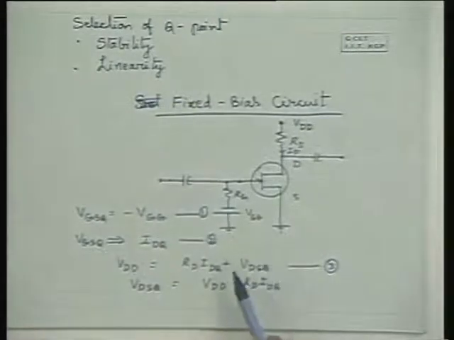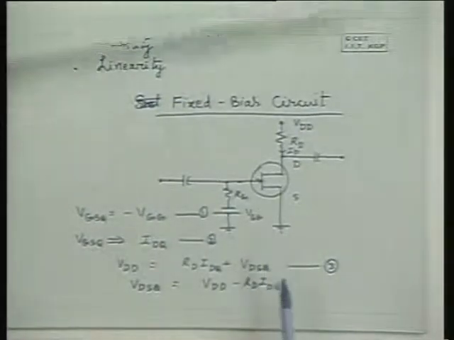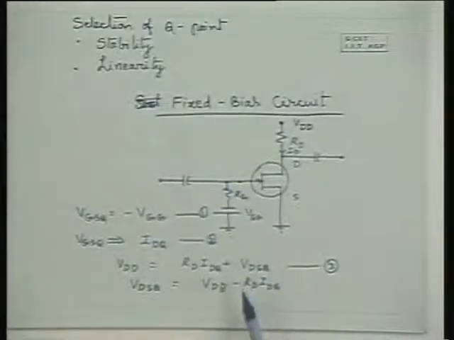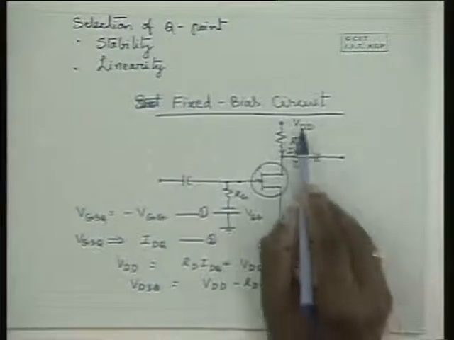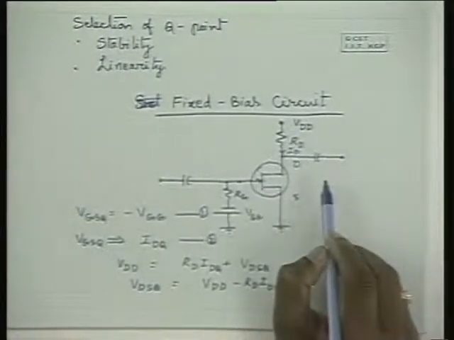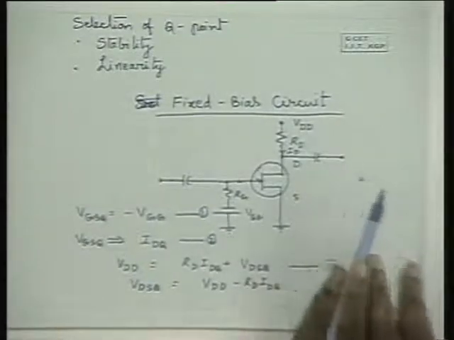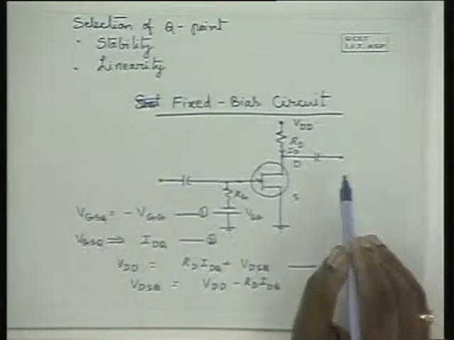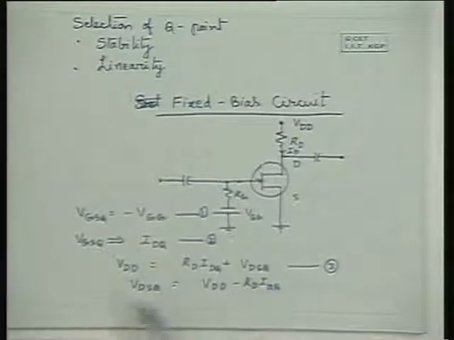And once that ID is given, and the VDSQ is given, you have to select the supply and the resistance both, and you know the current as 4 milliamperes already in this particular example. Now you have multiple choices possible.